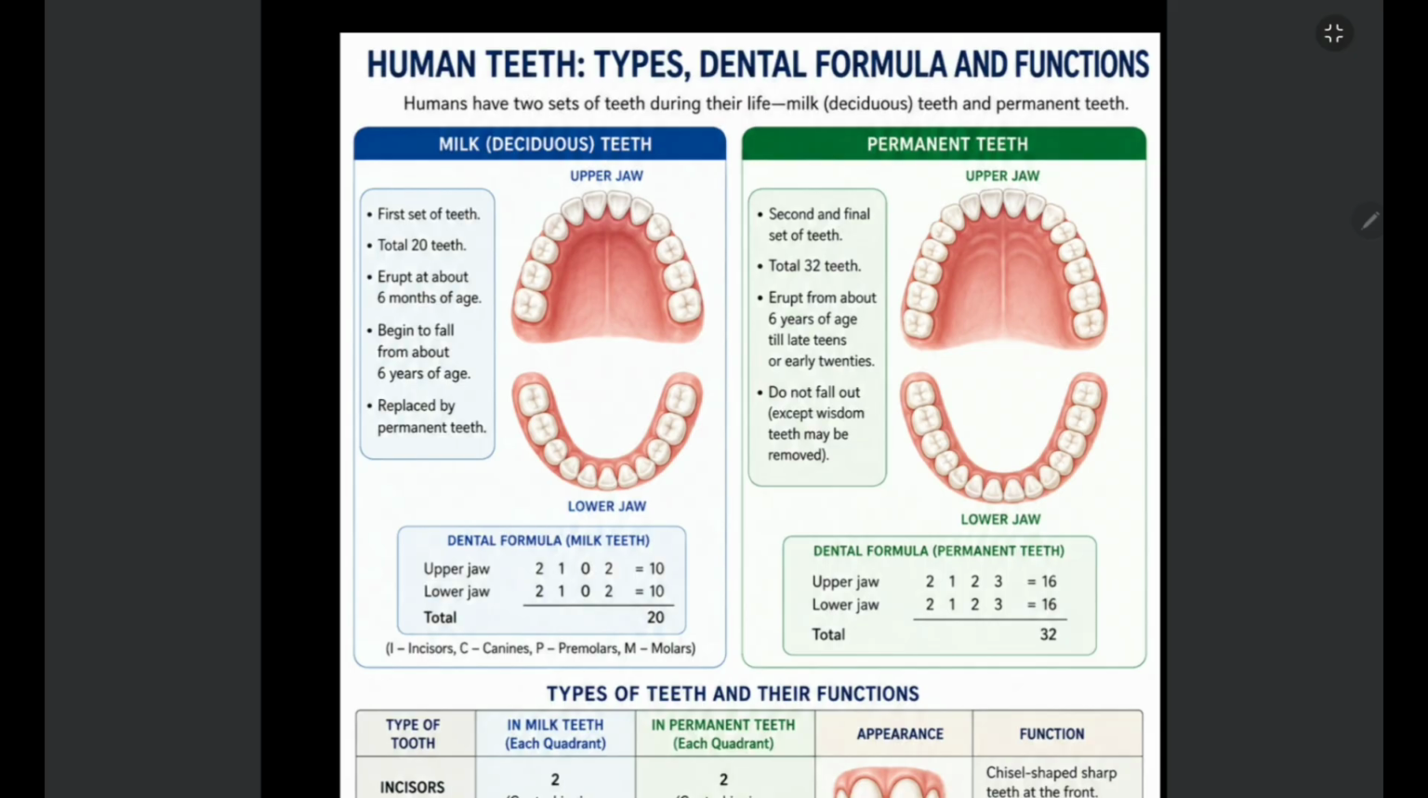Today we will be talking about human teeth, their types, dental formula and functions. So, we as humans have two sets of teeth. One, the milk teeth or the deciduous teeth, and the second, the permanent teeth.